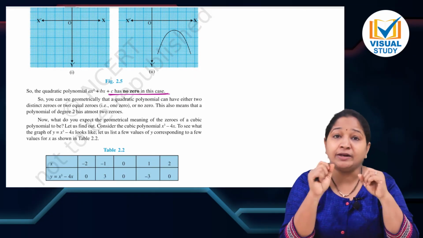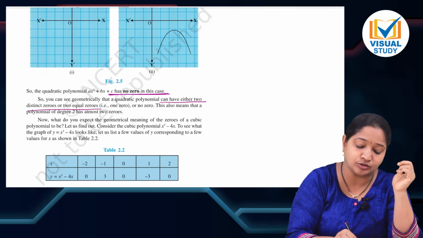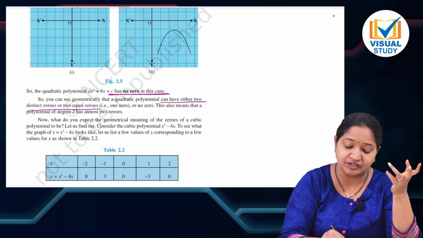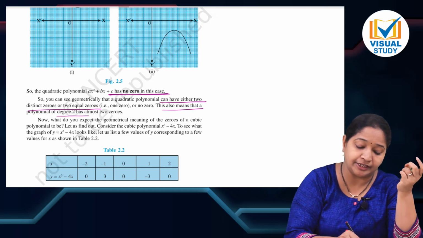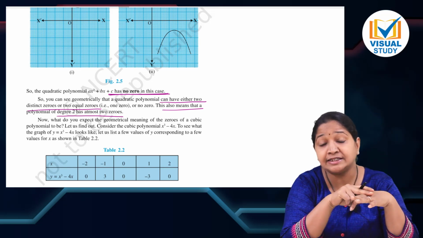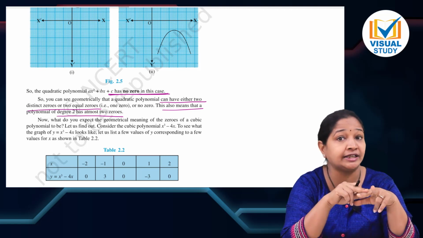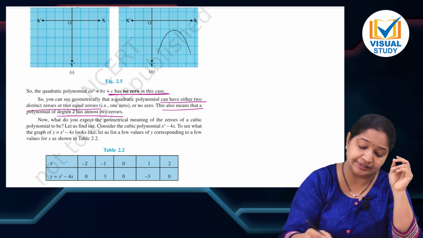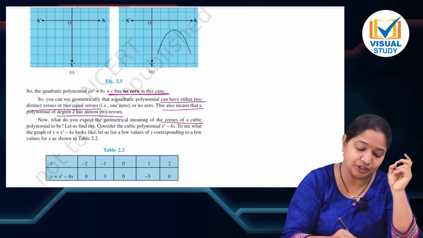You can see geometrically that the quadratic polynomial can have either two distinct zeros, two equal zeros, or no zero. That means the quadratic, degree 2, has at most 2 zeros. So what I said is degree 2 has at most 2 zeros, degree 3 will have at most 3 zeros, and so on. Now they have given us a cubic polynomial.